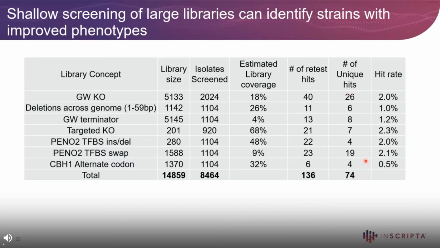And in total, from all of this screening, we identified 74 unique hits from this primary screen. And I think one of the important points I want to bring up here is that even though we have these very large libraries and we're only screening a fraction of the diversity that's contained within those, we're still able to identify a significant number of unique hits. And ultimately, this is the important part of your first round screening, is diversity generation, to identify diversity that you can then combine in subsequent rounds of genome engineering. And that's what we wanted to do. So shallow screening of large libraries can be very effective at identifying diversity that you can then combine in subsequent rounds.